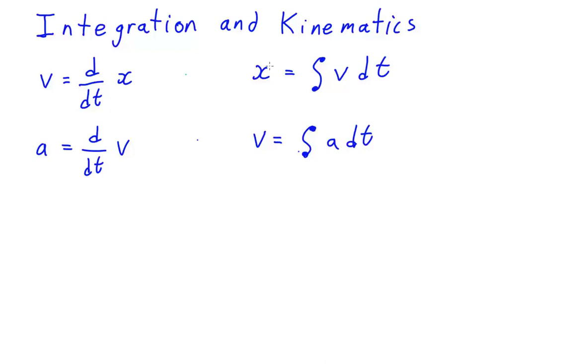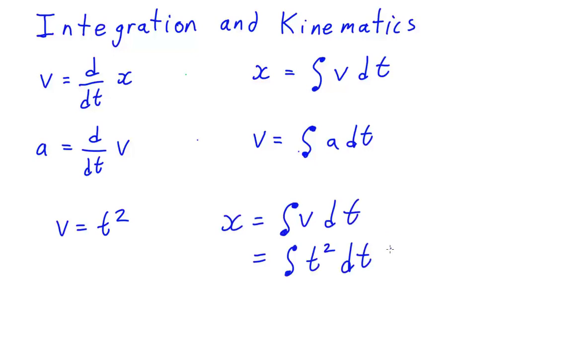So let's suppose that our velocity was equal to t squared, as an example. If we integrate that with respect to t to find the position, we would get the following. When you integrate this, you get a family of solutions. In this case the family of solutions would be 1/3 t cubed plus c. There's some variable c here, and that c is essentially dependent on our starting position.